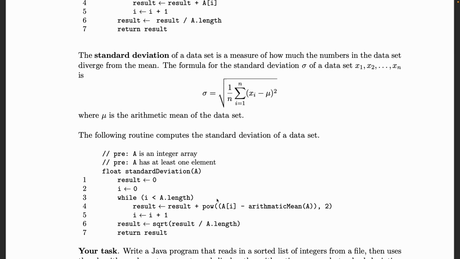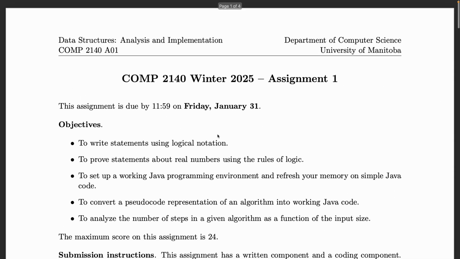So that's the assignment. I believe it's due on the 31st. Sure is. Any questions about it? Cool. I'm sure you'll have many questions once you start.